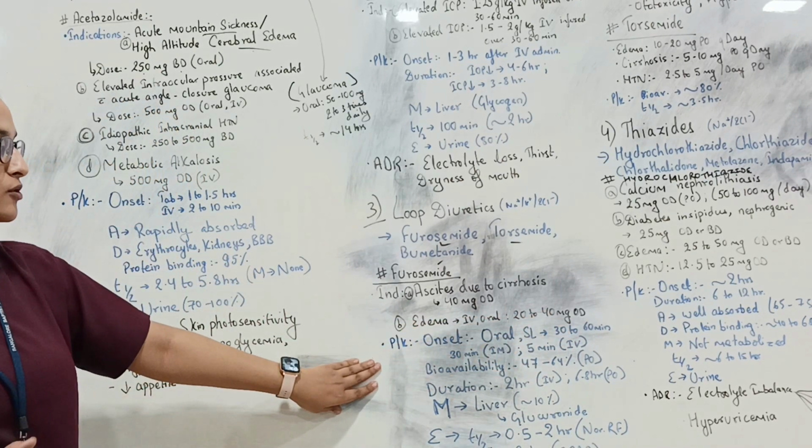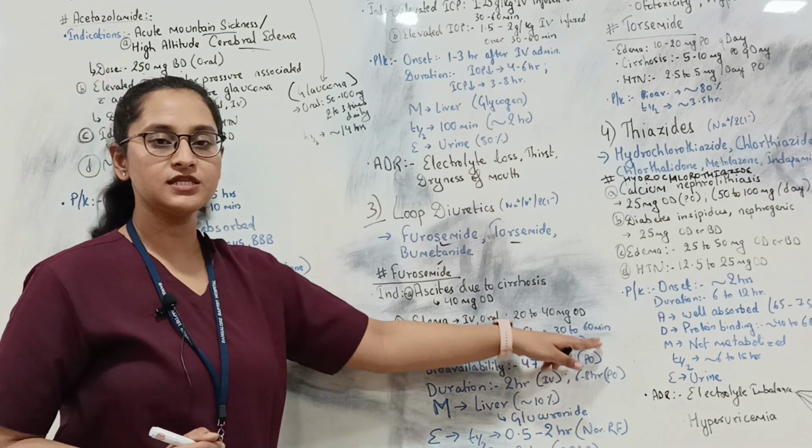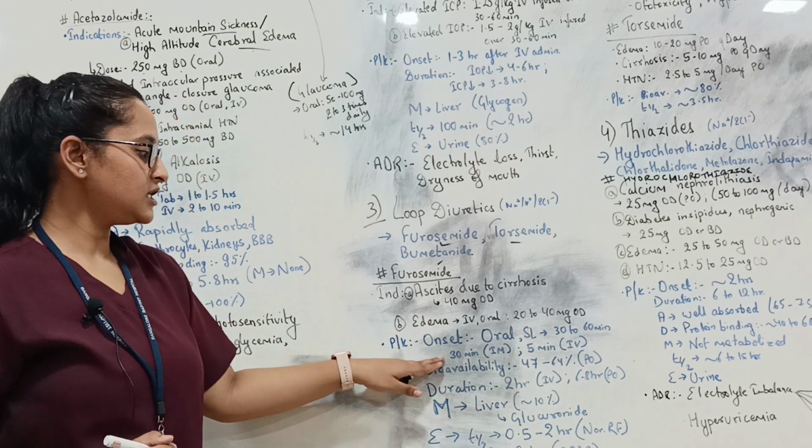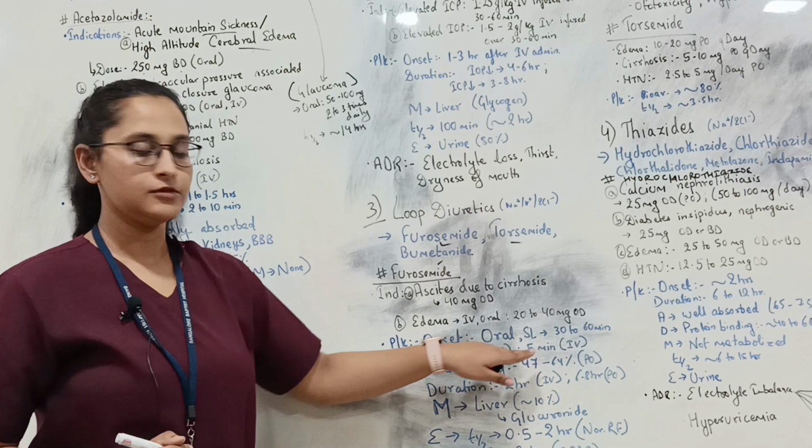Coming to pharmacokinetics, the onset of action for oral and sublingual is 30 to 60 minutes. For intramuscular, it's 30 minutes, and for IV infusion it is 5 minutes.